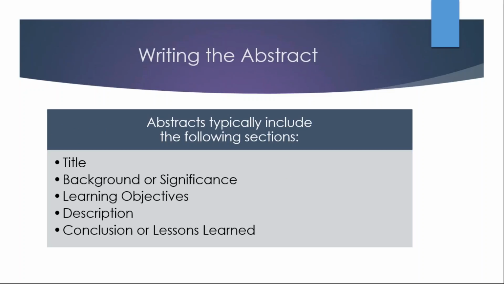In writing, the abstract typically includes the following sections for a program proposal. So you'll have the title, background or significance, your learning objectives, descriptions, and then your lessons learned or conclusions. Your title should be strong, and it should clearly describe what your presentation will be about, but you also want to entice the audience.